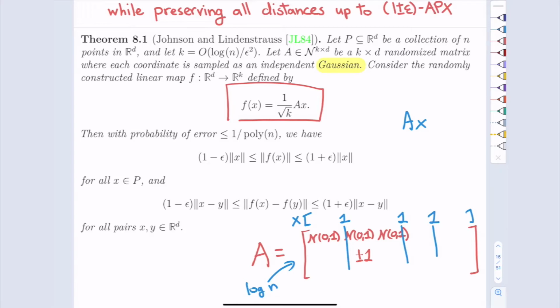Okay. Everything today, sorry, is in the L2 norm. This kind of thing. Euclidean norm.